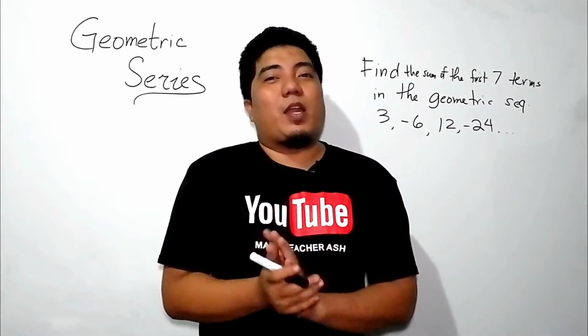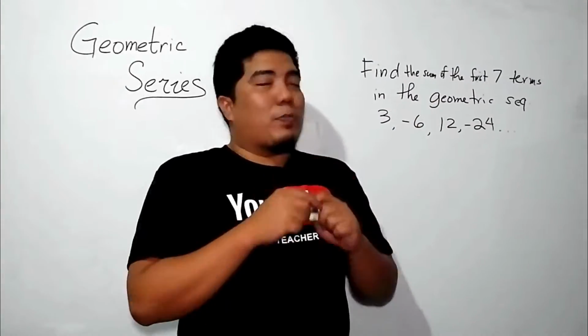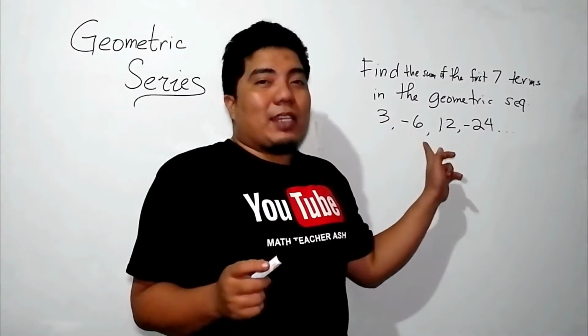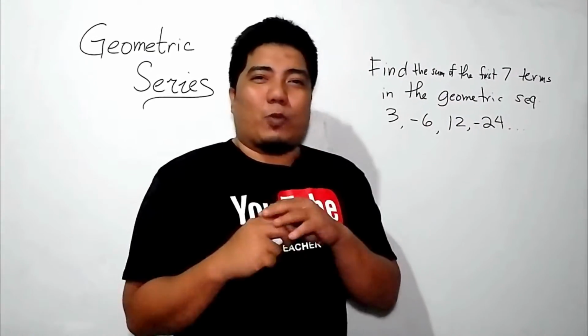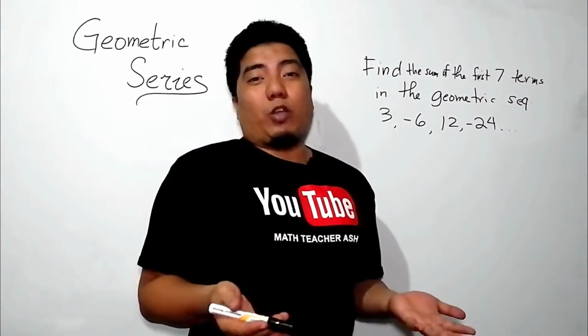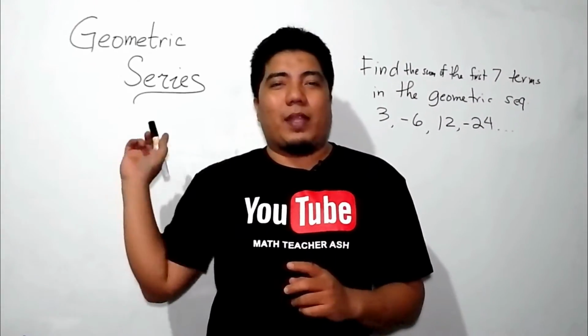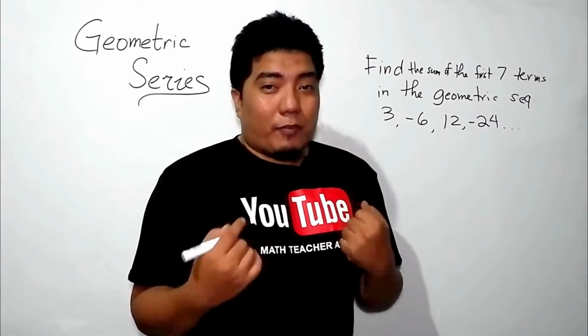Okay, math learners, we have here our second example. Find the sum of the first 7 terms in the geometric sequence 3, negative 6, positive 12, negative 24, and so on and so forth. Now, the question is, what is the sum? Since we are talking about sum, we are talking about geometric series. How do we get that? We just use our formula.